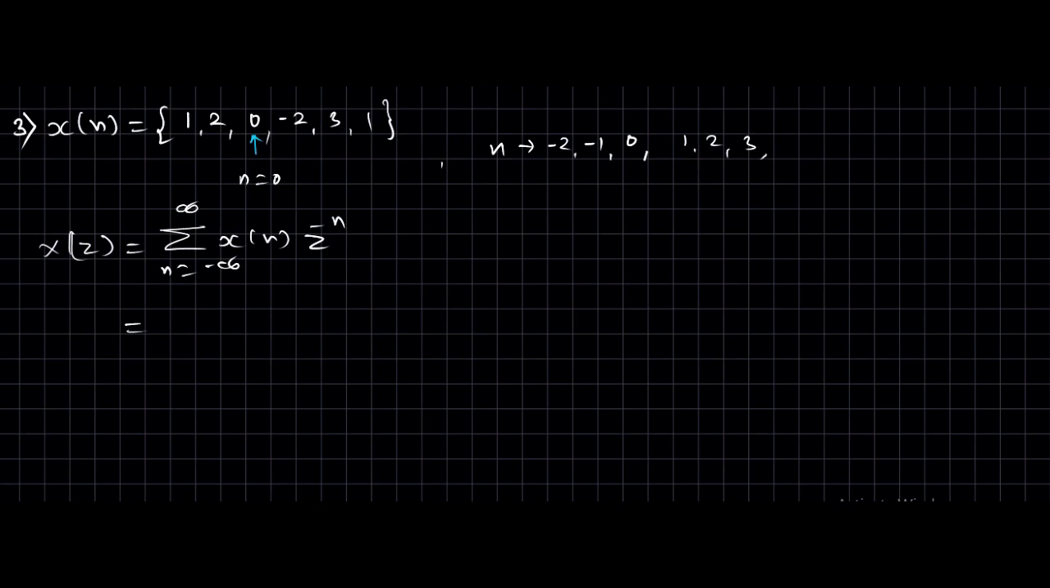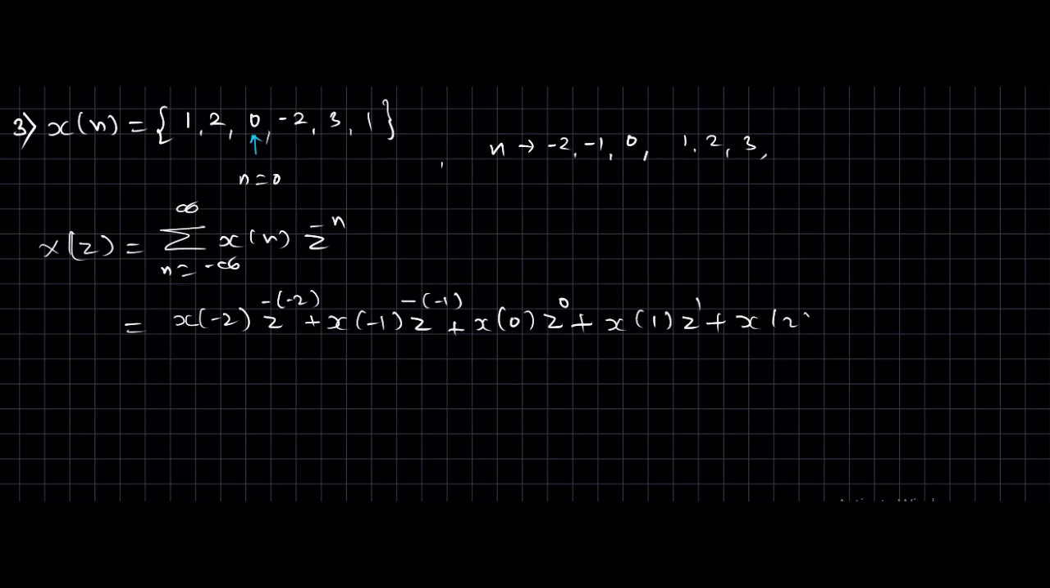Okay, let us proceed. So we write according to that: x of minus 2, z raised to minus of minus 2, plus x of minus 1, z raised to minus of minus 1, plus x of 0, z raised to 0, plus x of 1, z raised to minus 1, plus x of 2, z raised to minus 2, plus x of 3, z raised to minus 3. So let us substitute the amplitude of x of n for the specific index.